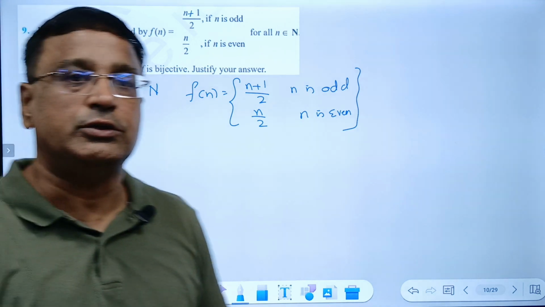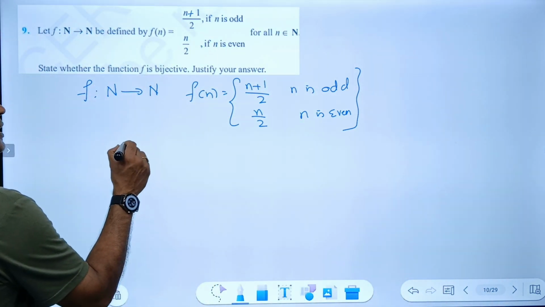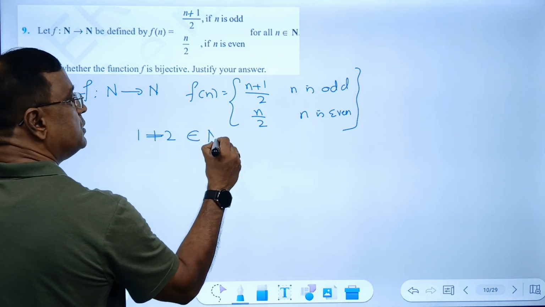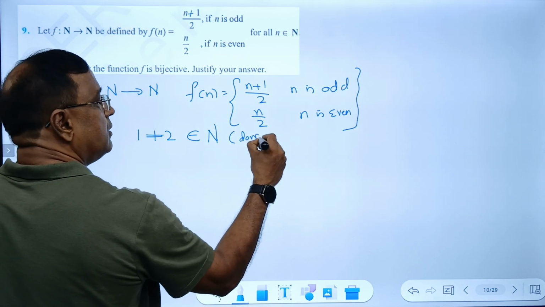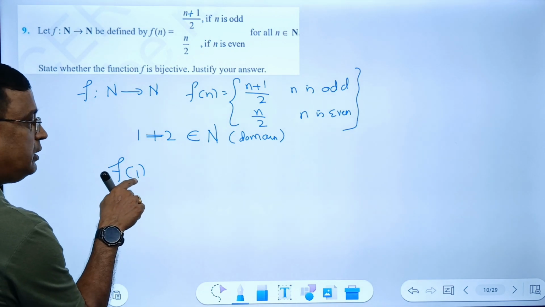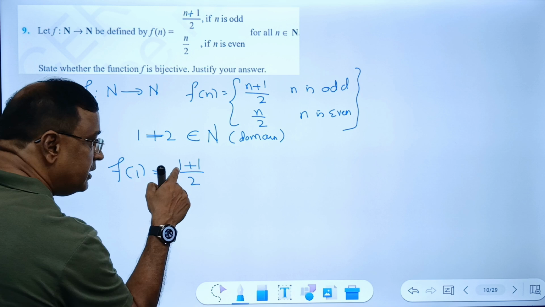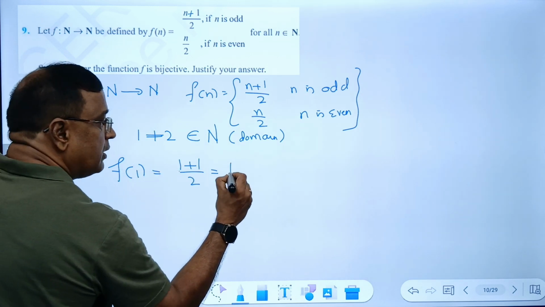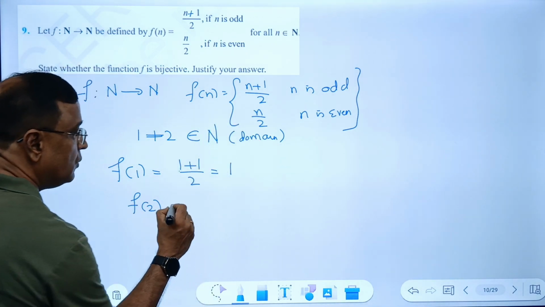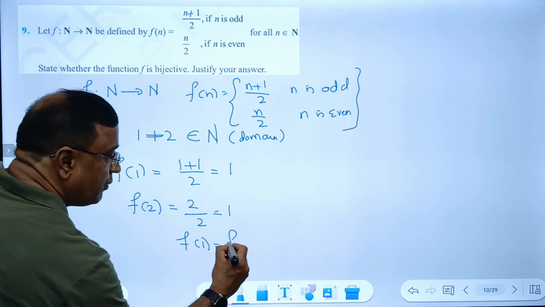If you want to check whether it's bijective, I have to check whether it is 1 to 1 and onto. So this is very, very simple. You choose numbers 1 not equal to 2 belonging to natural numbers. This is in the domain. Now what is f of 1? 1 is odd. When it is odd, the definition is (n plus 1) by 2. Here n is 1, so it is 1. What is f of 2? 2 is even. If it is even, it's n by 2, so it is 2 by 2, which is 1. So clearly f of 1 equal to f of 2.